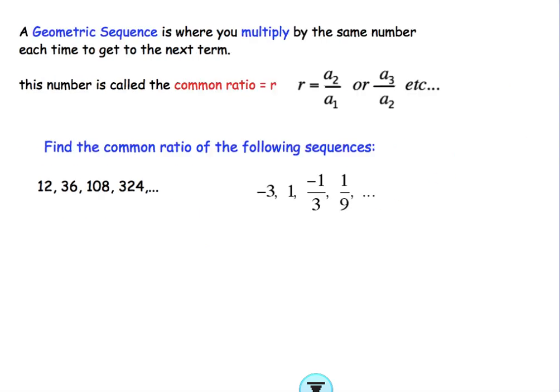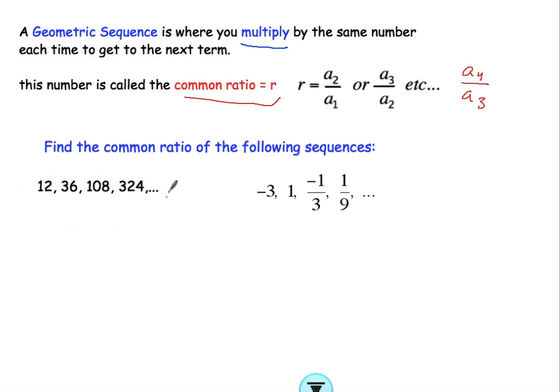Okay, so what is geometric? Here is kind of your overview. Geometric is when you are multiplying by the same number each time to get the next term. The thing that you are multiplying by is called the common ratio, and we use an R to represent that. A ratio is when you divide two things. So if I want to find my common ratio, I could take my second term divided by my first term. Or I could do the third term divided by the second term. Or I could do the fourth term divided by the third term. Any term divided by the term before it.